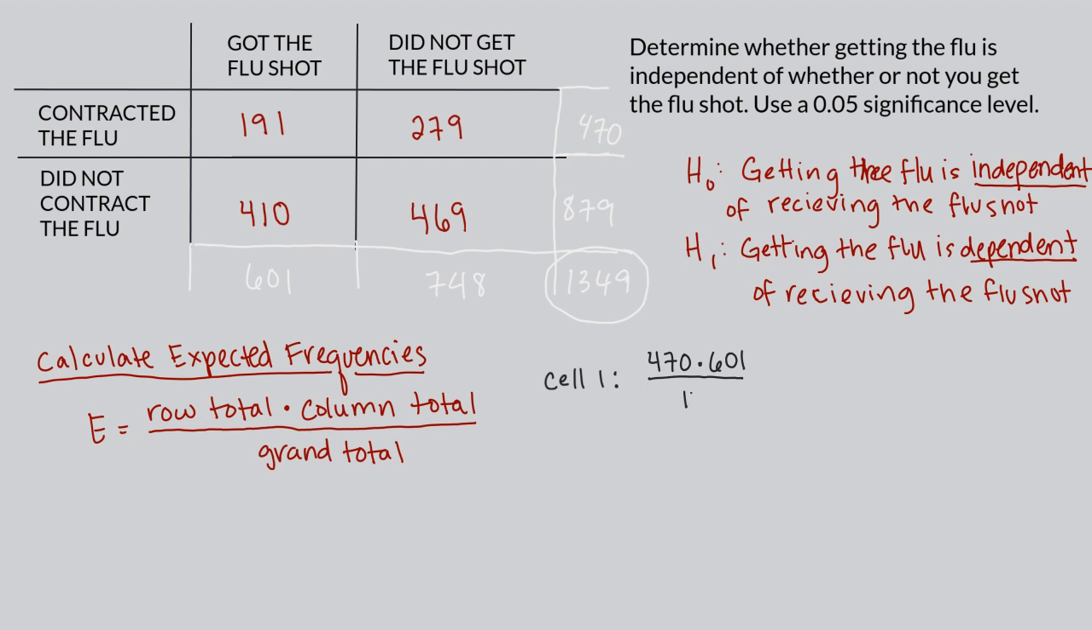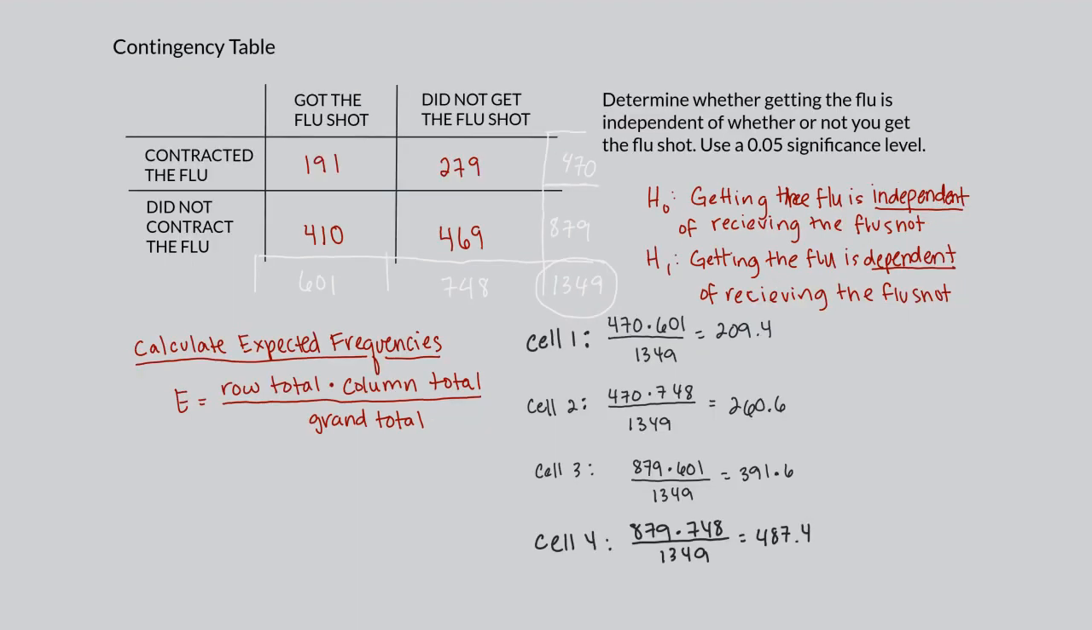So for cell 1, our row total is 470. We're multiplying by 601 and dividing by 1349, our grand total. And so the expected number for cell 1 is 209.4. For cell 2, we'll have 470 times 748 divided by 1349, which gives us 260.6. And we'll continue this process for both cells 3 and cell 4.